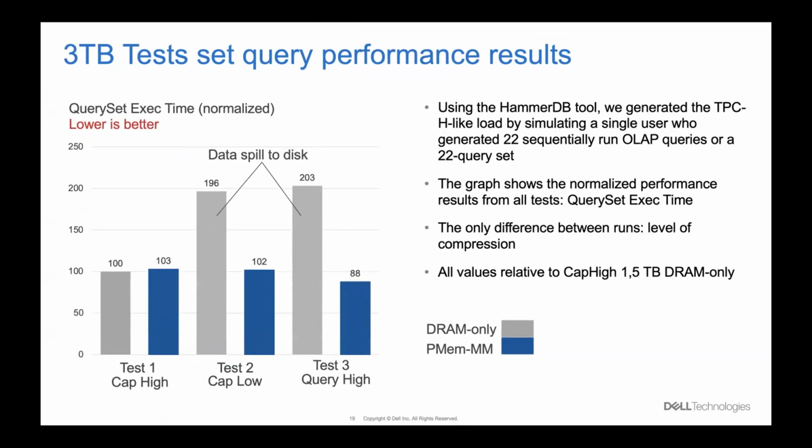And the same presentation for the 3 terabyte test. We did a series of 3 tests: capacity high, capacity low, and query high. With DRAM only configurations, in 2 tests, we had a data spill on disk. And for PMem, there are no spills. The query set, the test itself, was the same, and there again, the difference was just between the levels of compression.